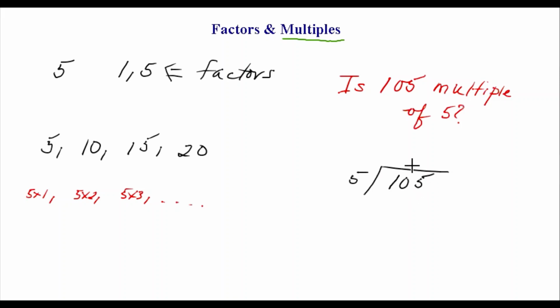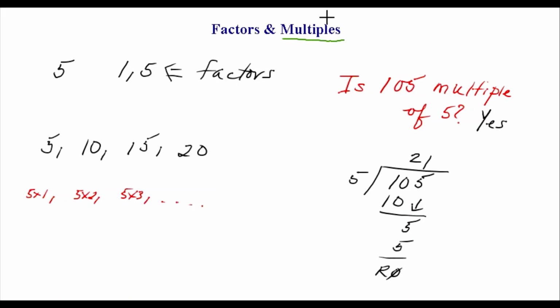So 5 into 10 is 2. 2 times 5 is 10. And you know how this works. We bring down the 5. We say 5 into 5 is 1. 1 times 5 is 5. And look at that, no remainder. So, yes, 105 is a multiple of 5. And 5 is a factor of 105.